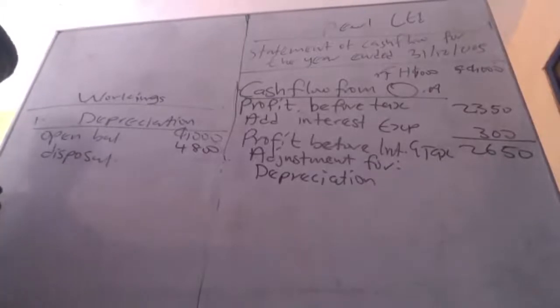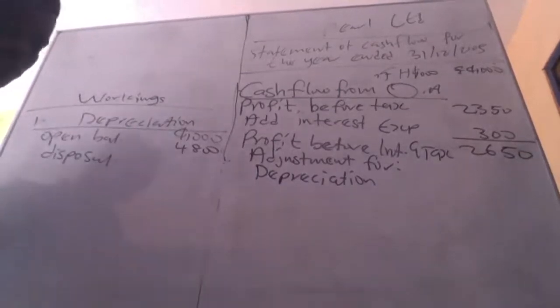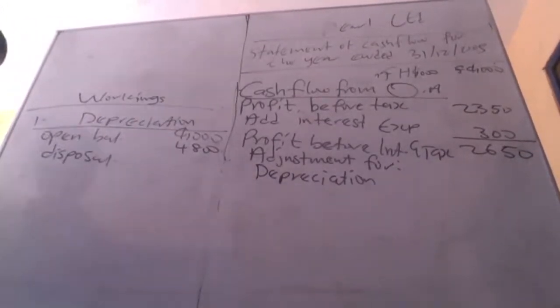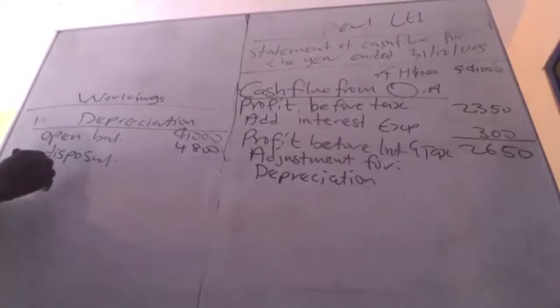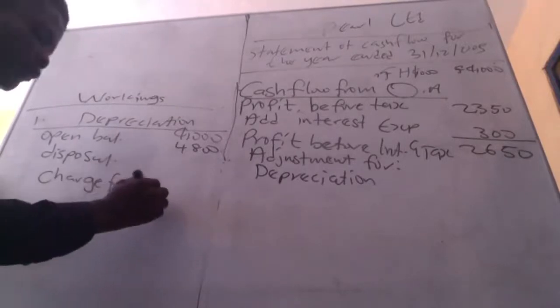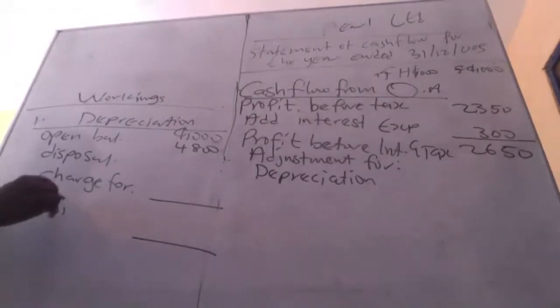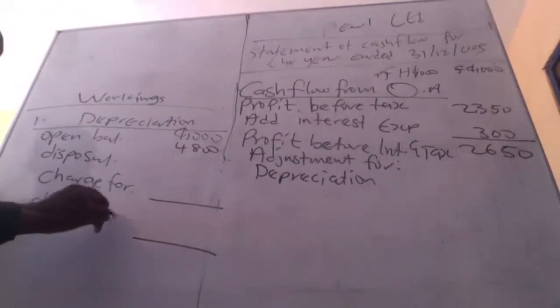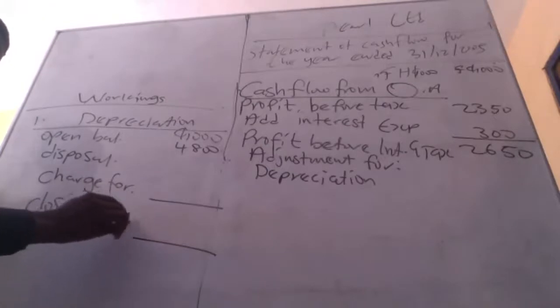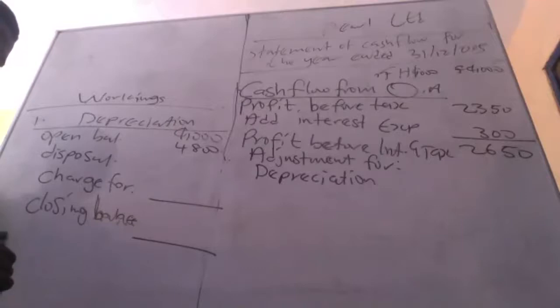Is there any other item that will affect the accumulated depreciation? If that's all, then charge for the year. That's the balancing figure. That's the depreciation charge for the year. That's what we are looking for. Then you come here and make the closing balance. The closing balance is in the financial statement, which is what?